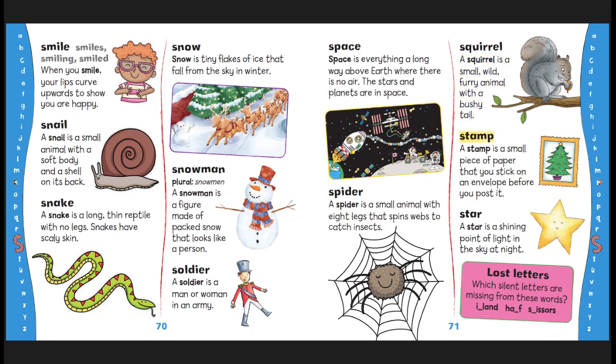Stamp. A stamp is a small piece of paper that you stick on an envelope before you post it. Star. A star is a shining point of light in the sky at night. Lost letters. Which silent letters are missing from these words?